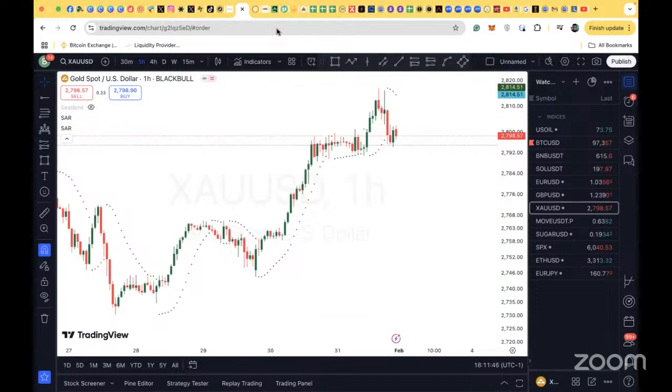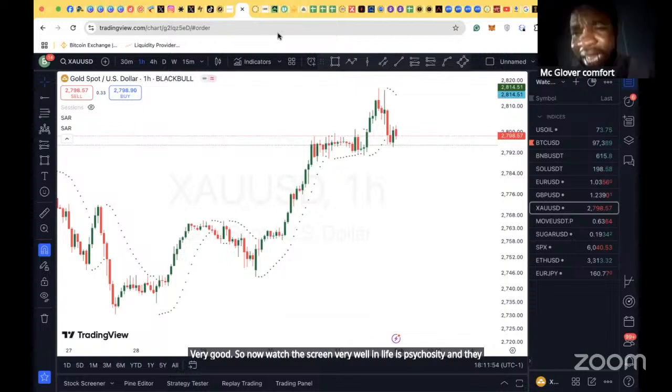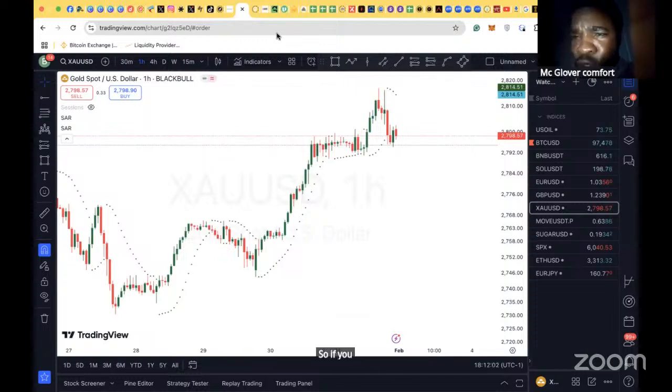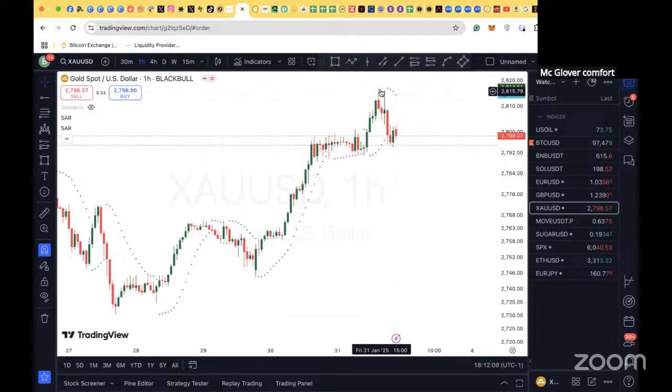Very good. So now watch the screen very well. The green line, the SAR indicator, goes down. Right now, it is at the top corner. So if you drop down to the 1 hour time frame, you don't need to enter. Just drop it down.